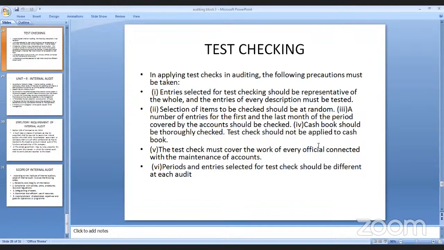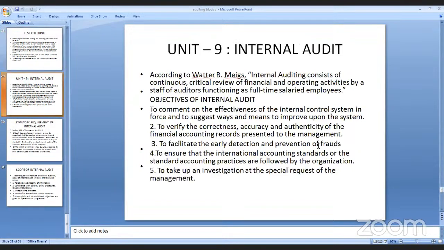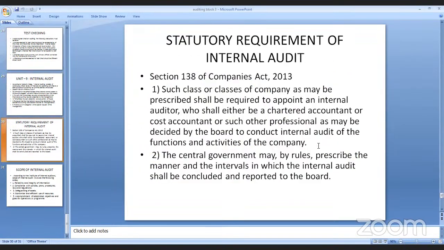Next, third question, note down: test checking. Next question, take: statutory requirements of internal audit.